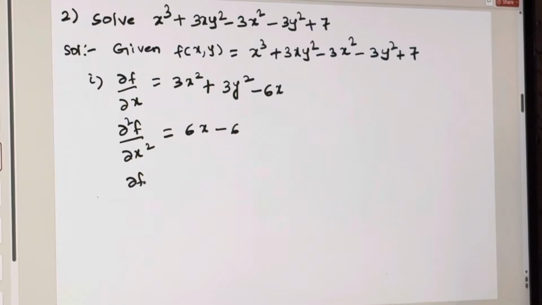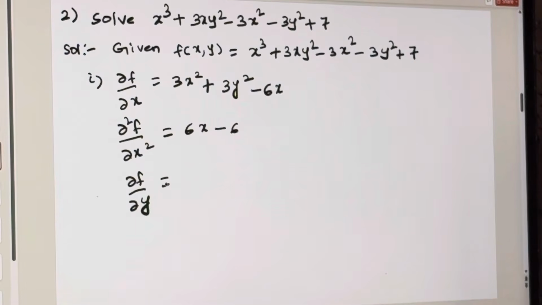Similarly, calculate dou f upon dou y. What is the value of dou f by dou y? x cube derivative is 0. 3xy square, the derivative is nothing but 6xy minus what is the derivative of 3x square? x is treated as constant. Therefore, the derivative of minus 3x square is 0. Minus 3y square का derivative क्या है? Minus 6 into y. The derivative of 7 is 0.